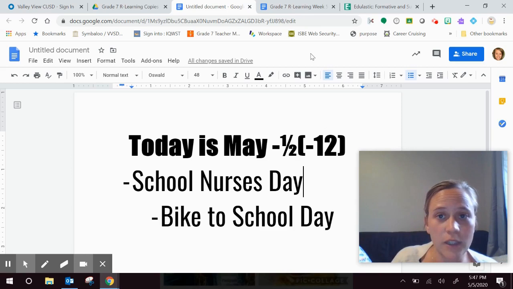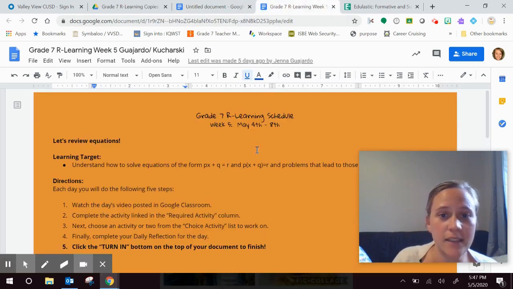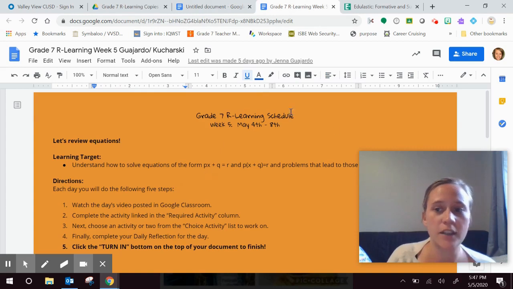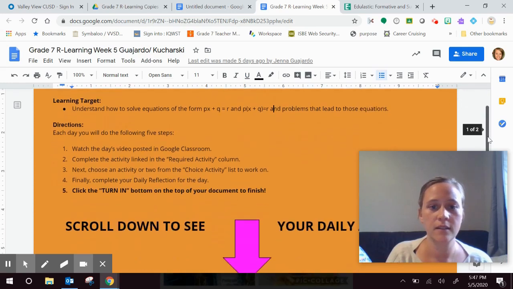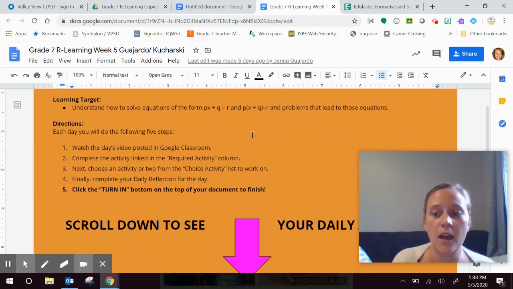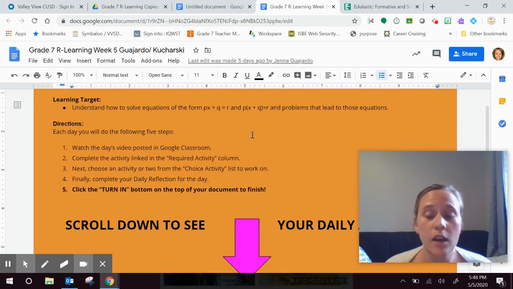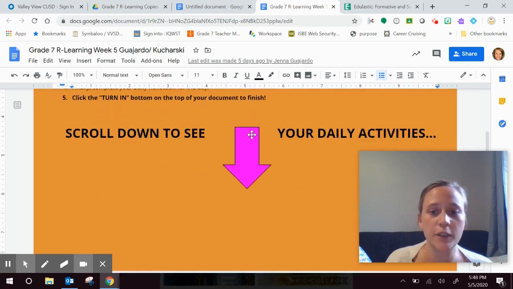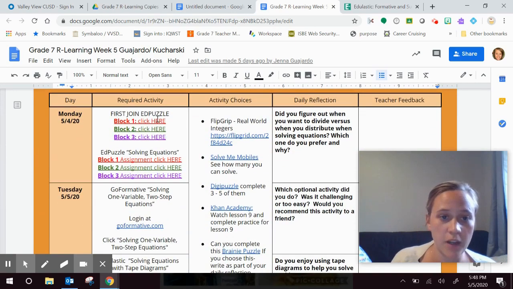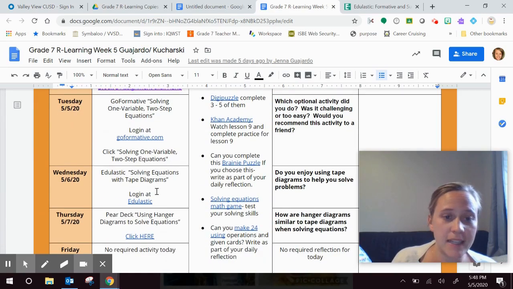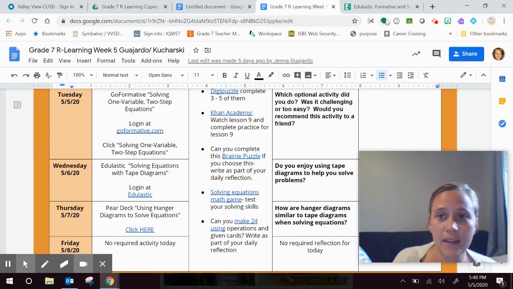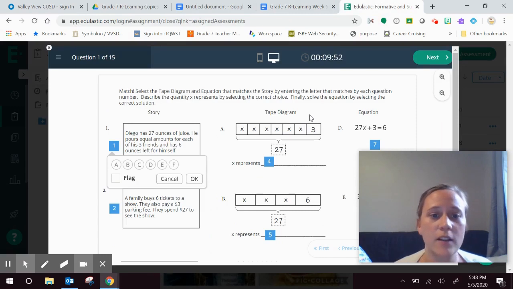All right, to go over today's lesson. Remember, our learning target for this week is understanding how to solve equations. We worked on solving equations a couple months ago, so this is all review. So far, you've done an Edpuzzle. Yesterday or Tuesday, you did a Go Formative. Today, you're going to do an Edulastic. I'm going to show you a little bit what that looks like.